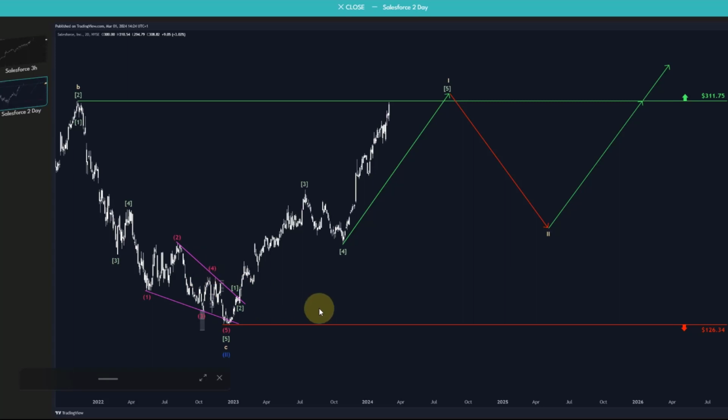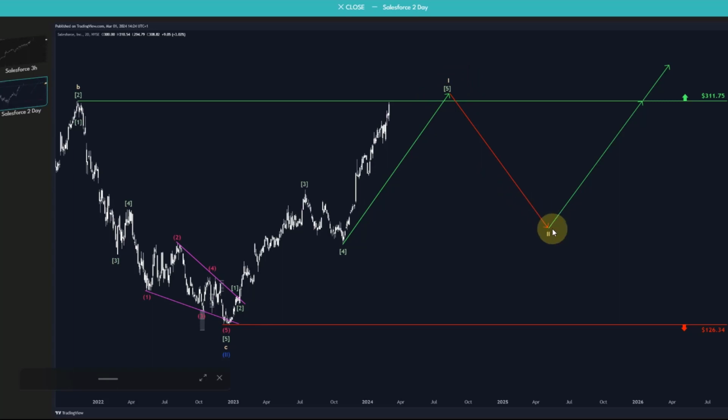Therefore, now blue wave 3 should be unfolding. This assumption is valid as long as the $126.34 level is holding. This is a critical invalidation point for the overall bullish thesis on the chart. However, we obviously don't show the blue third wave on the chart because it's quite a large wave degree. And as you can see, first of all, we need to complete this wave 1, which is basically wave 1 of the blue third wave.